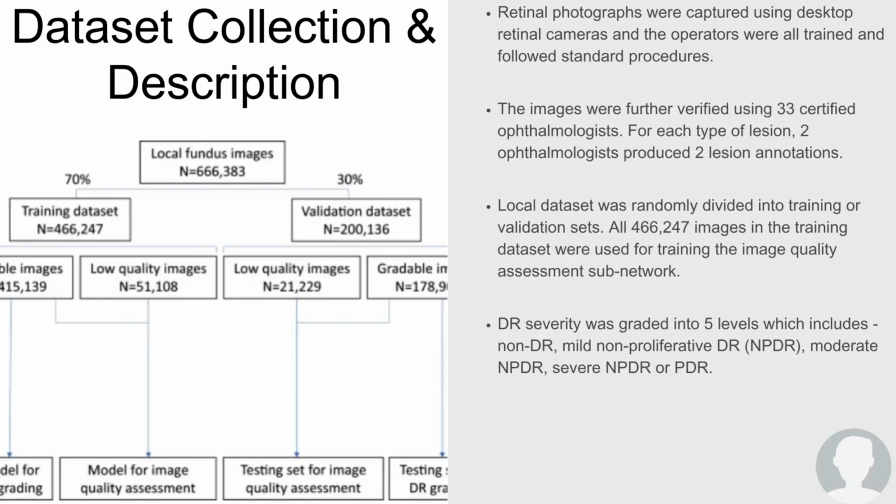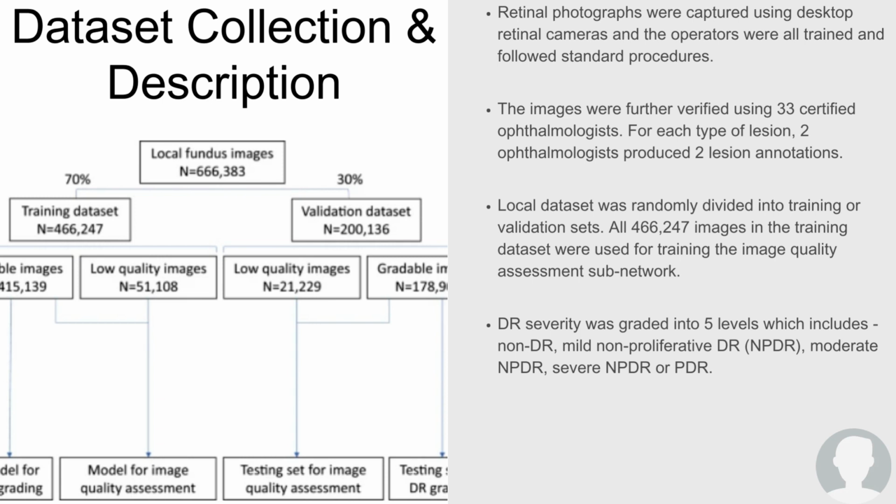In this paper, they captured retinal photographs using desktop retinal cameras, and operators were all trained and followed standard procedures. The images were further verified by 33 certified ophthalmologists. For each type of lesion, two ophthalmologists produced lesion annotations. As you can see in the figure, the local set was randomly divided into training and validation sets.